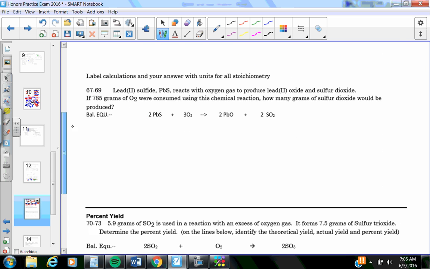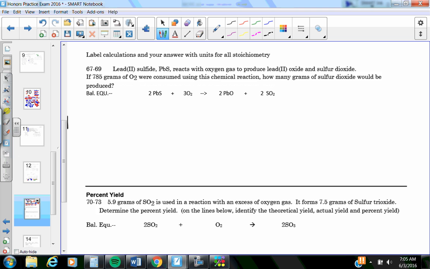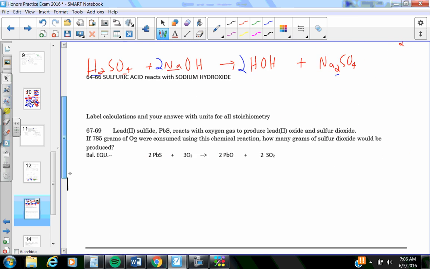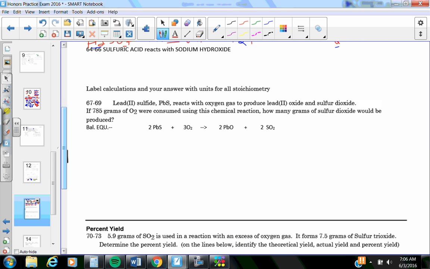Okay, first one is lead 2 sulfide, reacts with oxygen, blah, blah, blah. What do I need to do? Step 1 is balance the equation, right? Well, in this case, it's already done for you. Check. So read and figure out, what are they giving you information about, and it'll have a number, and what do you want to know about? Lead reacts with oxygen, that's just information. Here is a given. They're going to give you, given the fact that you start with 785 grams of oxygen, how many grams of sulfur? That's what we want to know.